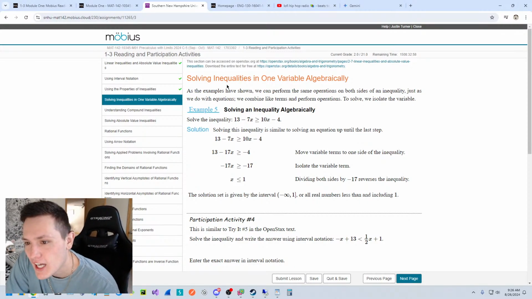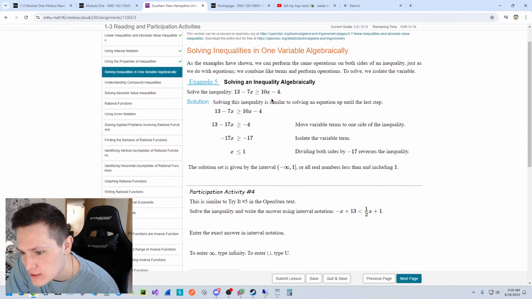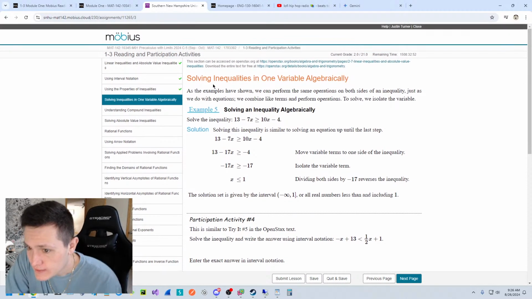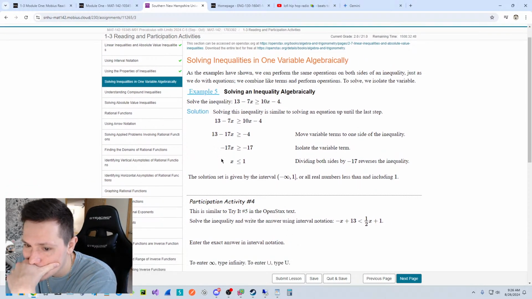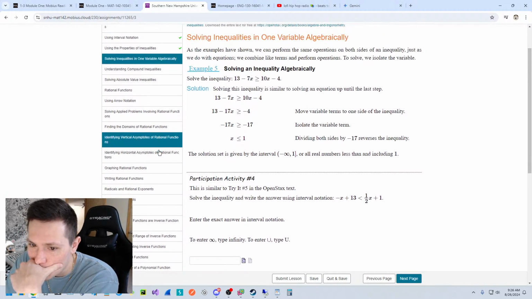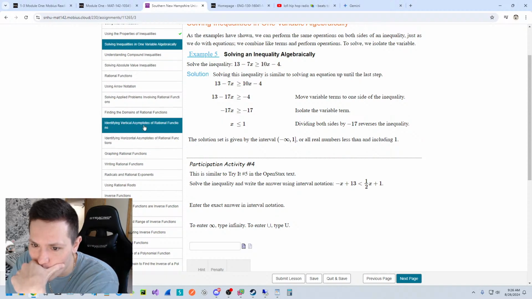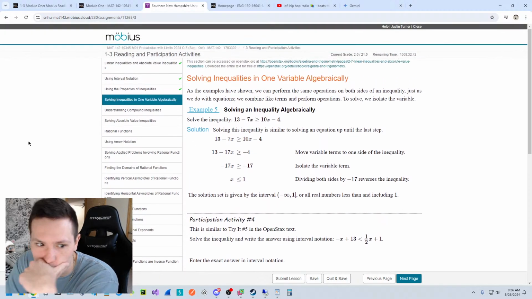All right, solving inequalities in one variable, algebra. Okay, this is gonna be rough. All right, I have until 11:30. I don't think I'll be able to finish all this today. I'll probably get like halfway through, and then I'll have to finish the rest tomorrow.